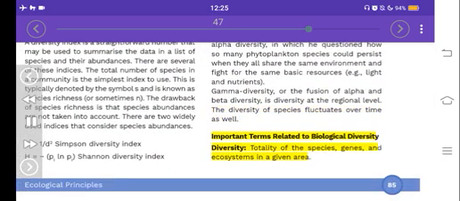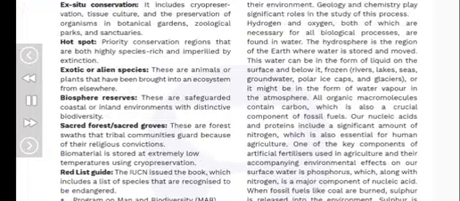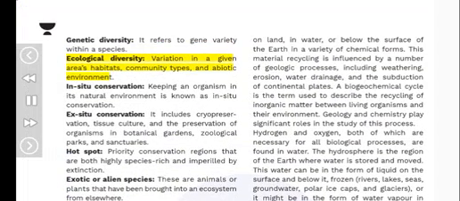In terms related to biological diversity, it is the totality of the species, genes, and ecosystems in a given area. Genetic diversity refers to gene variety within a species. Ecological diversity is variation in a given area's habitats, community types, and abiotic environment. In situ conservation, keeping an organism in its natural environment, is known as in situ conservation. Ex situ conservation includes cryopreservation, tissue culture, and the preservation of organisms in botanical gardens, zoological parks, and sanctuaries.